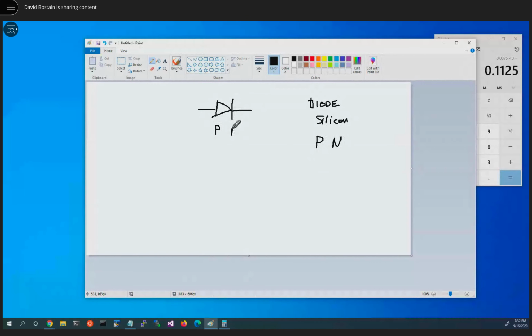The line part is the N part. So this is the negative end. This is the positive end. Conventional current wants to flow in the direction the arrow points. The positive material is called the anode.